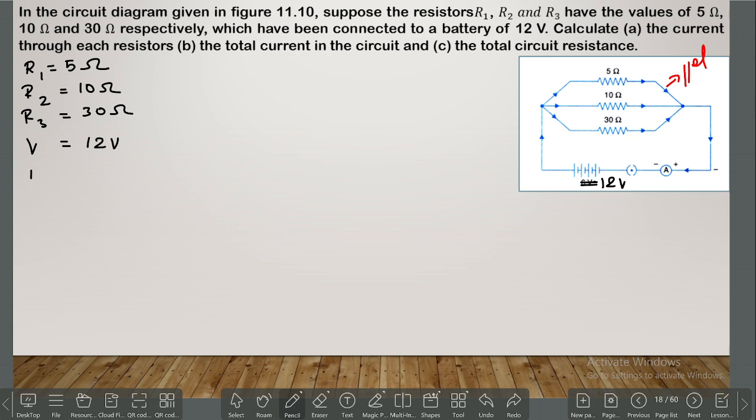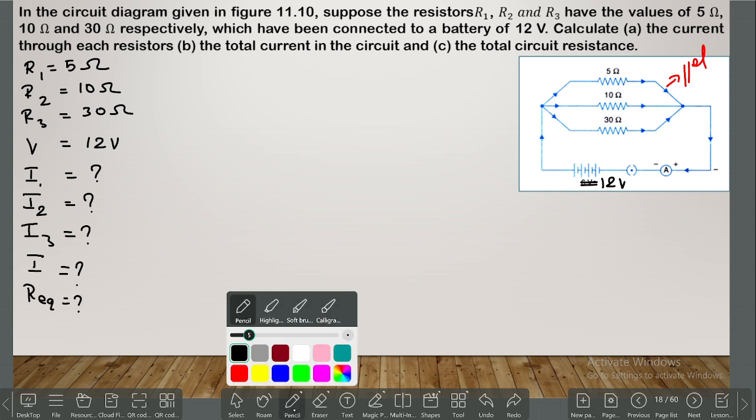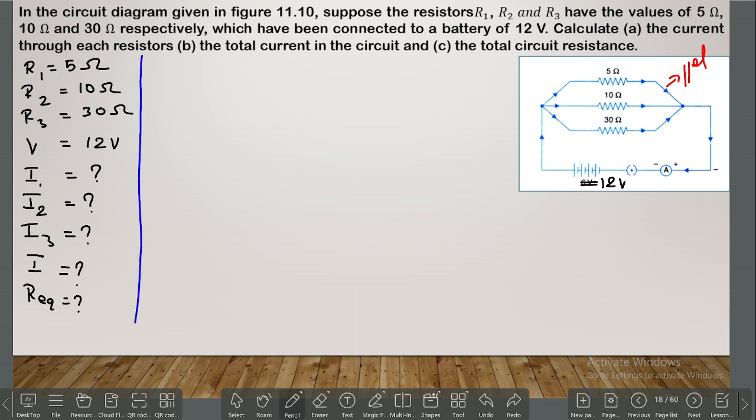They are asking to calculate the current through each resistor. We all know that in a parallel combination the amount of current passing through each resistor will vary from one resistor to another. Then they are asking us to calculate the total current I, as well as the total circuit resistance. So now, first let us calculate the individual currents.